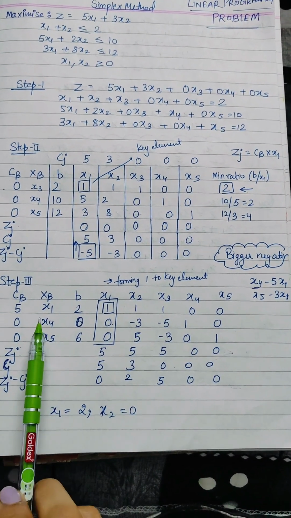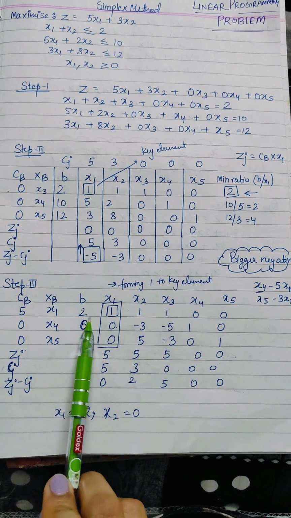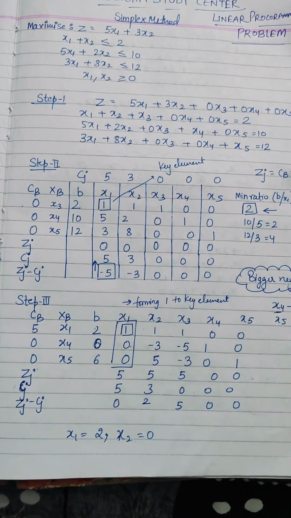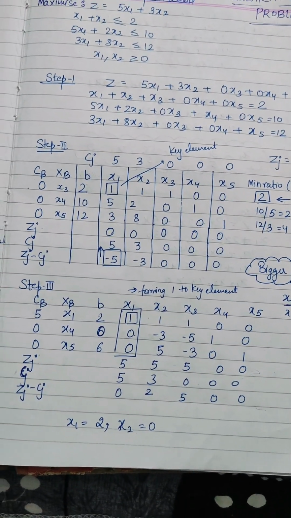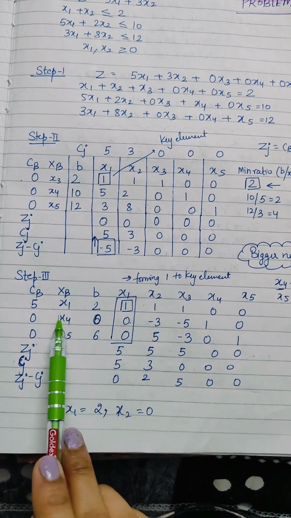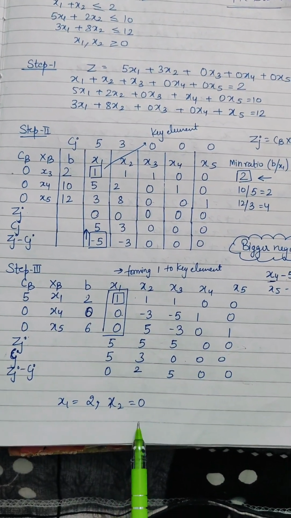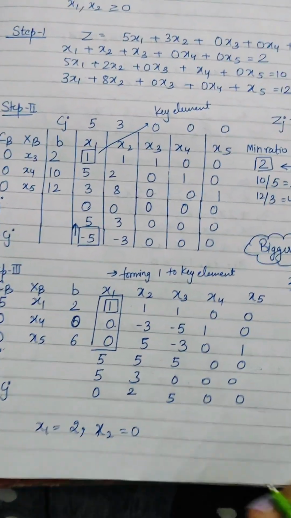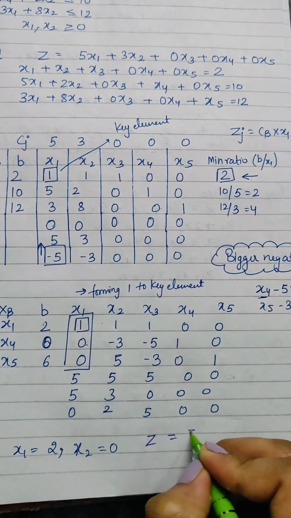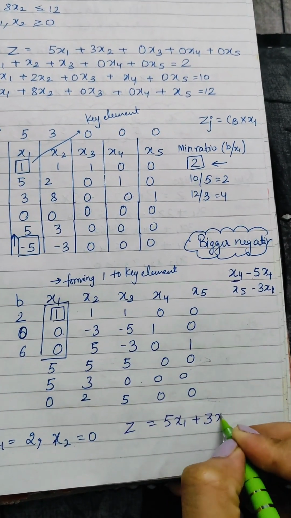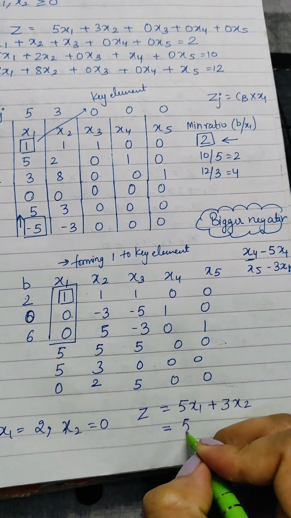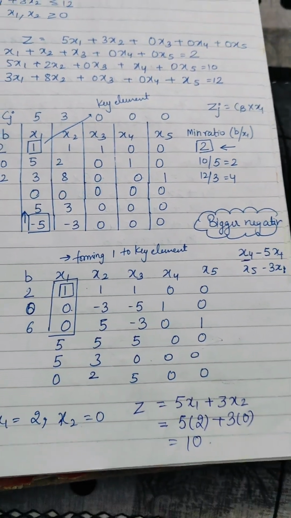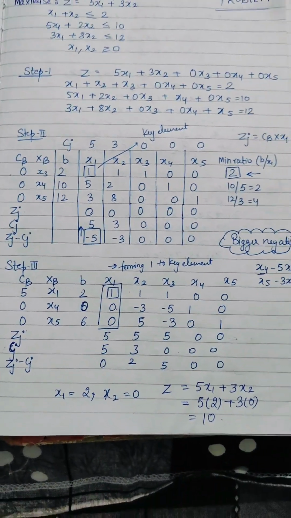From this table we get the x1 value will be 2, x4 value will be 0, x5 value will be 6. Then substitute the values in your z. Is that clear? There is no x2, there is no x3, so these variables will be 0. Then substitute these values in z, and you will get your maximized value: z equals 5x1 plus 3x2. x1 will be 2 and x2 will be 0, so 2 fives are 10. This is your maximized value. I hope this topic is clear. This is the simplex method.